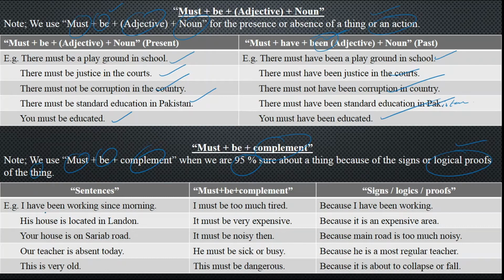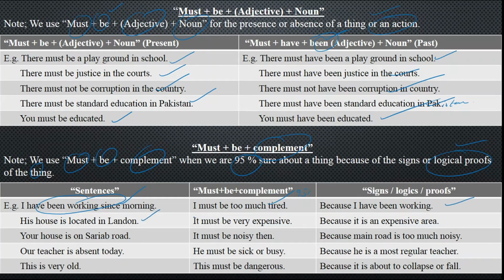I have been working since morning. I must be too much tired. The first one is the logic and proof. I have been working, and this is the 95% result of that: I must be too much tired because I have been working.